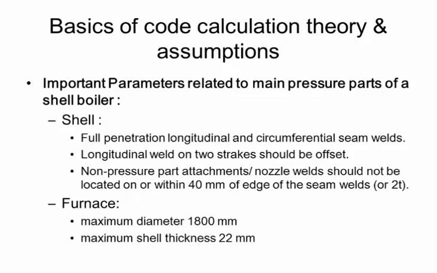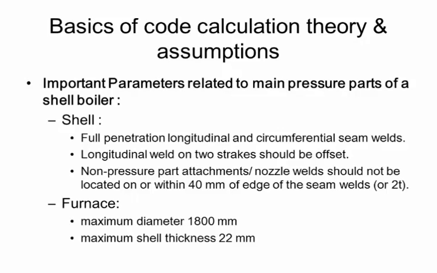So the important parameters are related to main pressure parts of a shell boiler. And we're going to take a look at the shell and also the furnace. In case of the shell, full penetration longitudinal and circumferential seam welds are needed. Longitudinal weld on two straights should be offset. So you need to look at that. And also non-pressure part attachments and nozzle welds should not be located on or within 40 millimeters of the edge of the seam welds or 2T, twice the thickness basically.